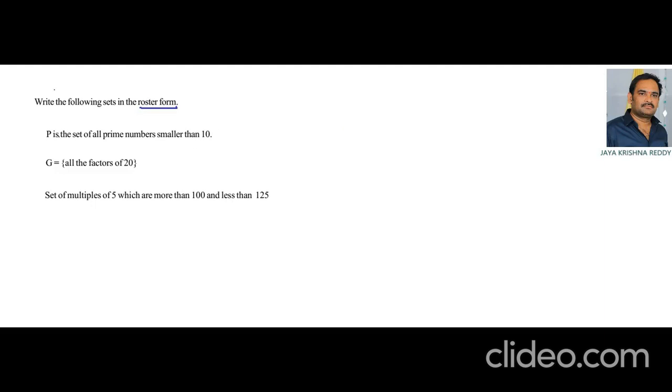The first one is given as P is the set of all prime numbers. P is the set means the name of the set is P, and we have to write the elements in the braces like that. So what elements we have to take? All prime numbers. What are the prime numbers? Prime numbers are 2, 3, 5, 7, 11, 13, 17, 19, and so on.